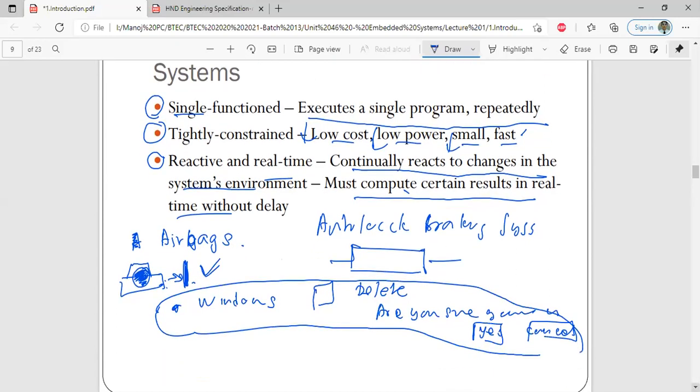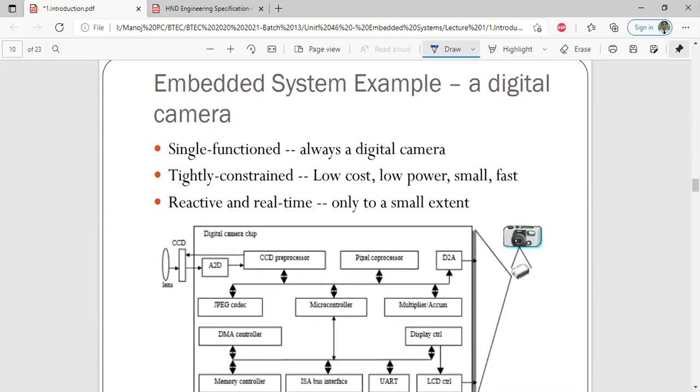I will give you another example. If we consider a simple digital camera: single function, yes. In a digital camera you cannot take calls or anything, it can only take a picture. And tightly constrained, so it is small, low cost, low power, and fast. Reactive and real time, that means when you press the button, it will take the photo. That is an example of an embedded system.